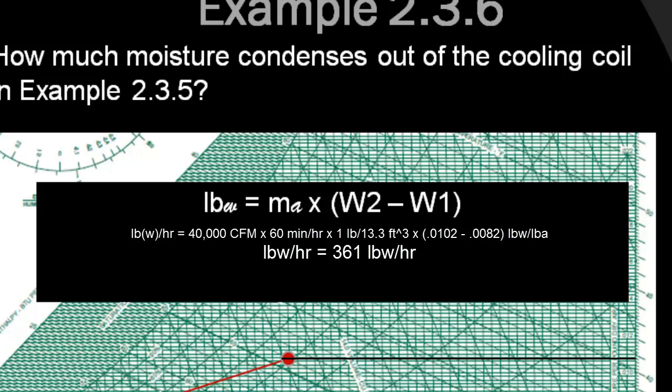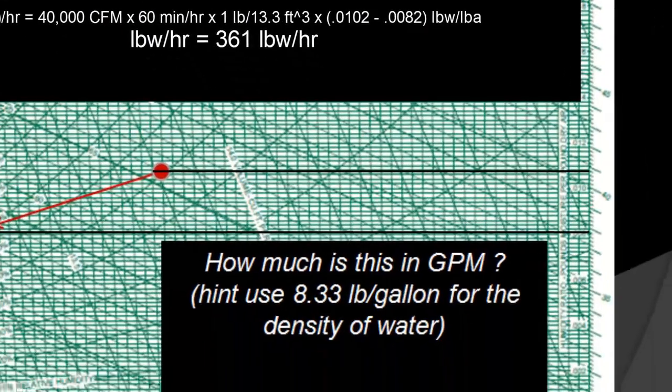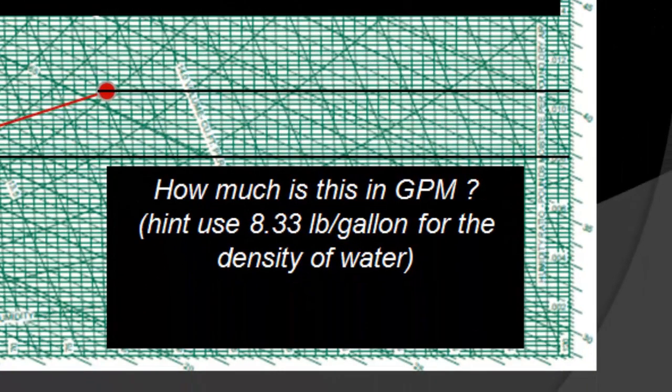So how much is this in GPM? Well, I'm not going to solve that, but I'll let you figure that out. I will give you a hint, and that is to use 8.33 pounds per gallon, and of course, 60 minutes per hour, and apply that to the 360 pounds per hour and see what you get in terms of gallons per minute. This concludes this tutorial.